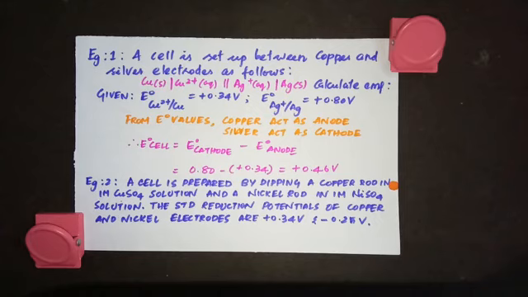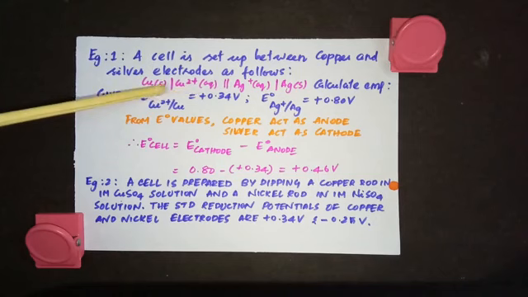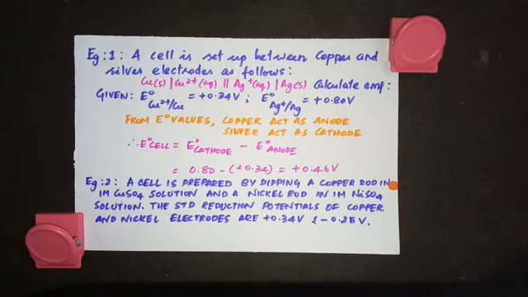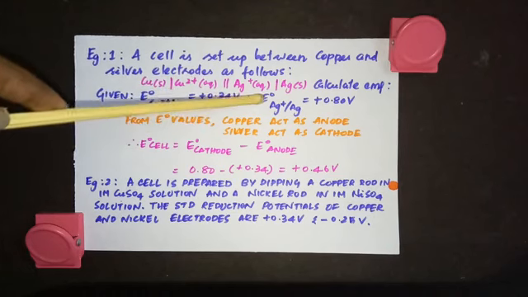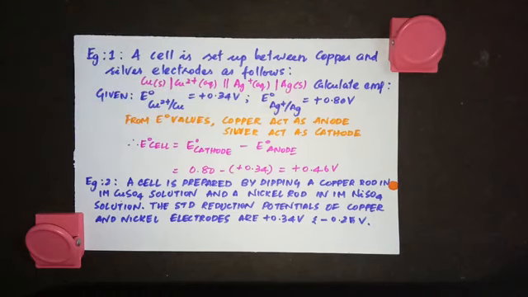Now look at this example. A cell is set up between copper and silver electrodes as follows. They have given you the cell representation. So this is the cell representation. The question is, calculate EMF. EMF is nothing but electromotive force, or you can call it E naught cell. They have given you the E naught value of copper to be plus 0.34 volt and the E naught value of silver to be plus 0.80 volt.